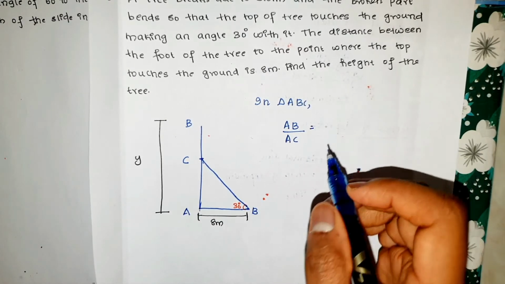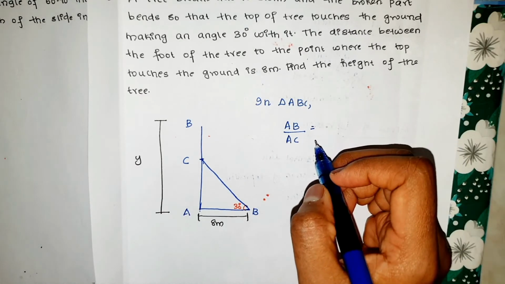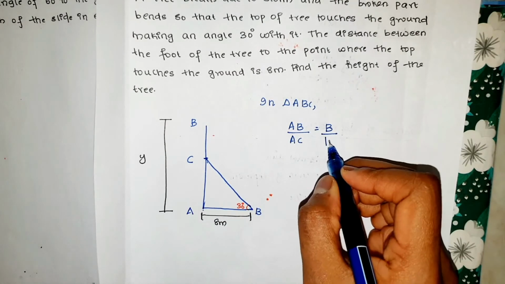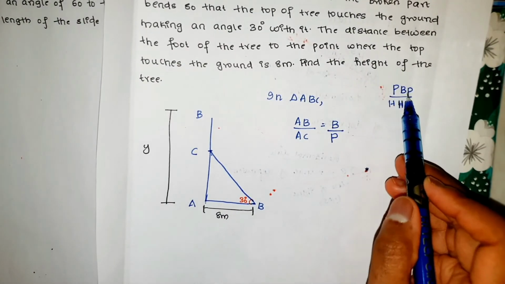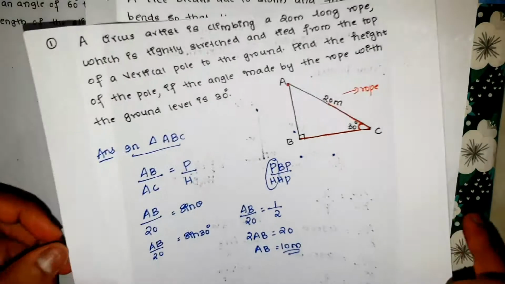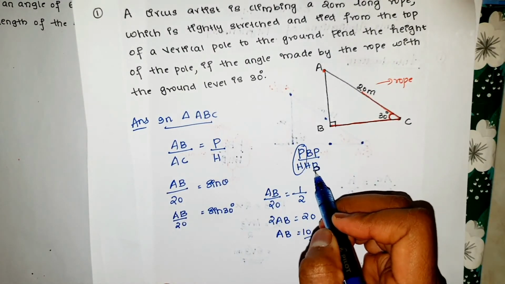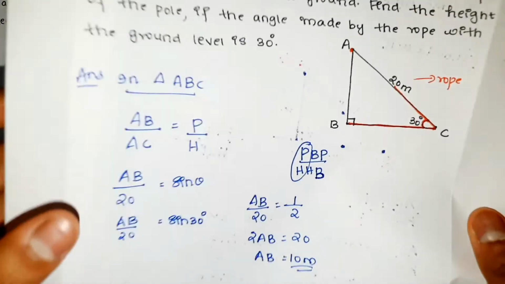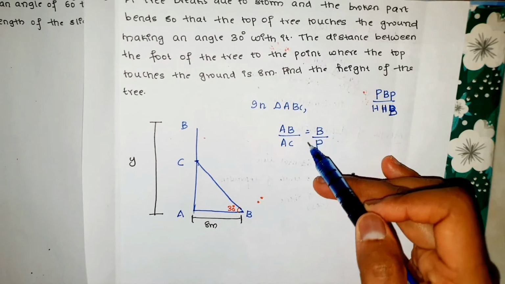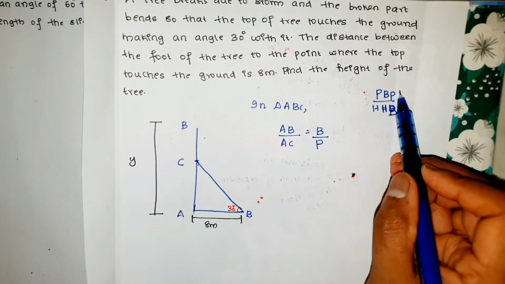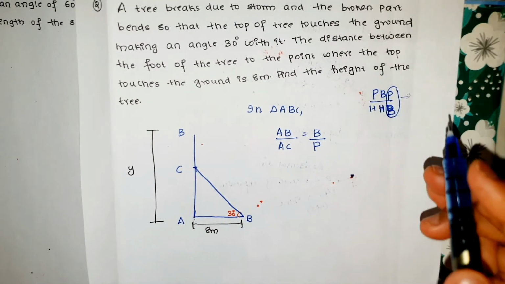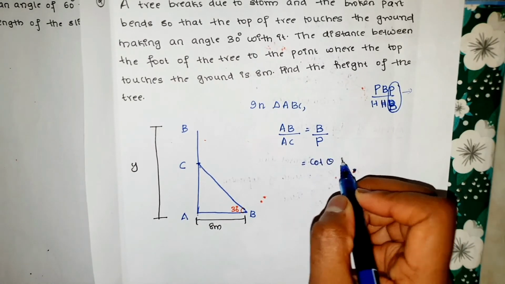That is equal to, what is AB? AB is the base. So base by, what is AC? AC is the perpendicular. So we know P by B... I think in the previous question I wrote it wrongly. So students, it is P by B. Sorry for the mistake. Okay, so here it is P by B, and it is opposite by adjacent, so this is tan theta. If it is B by P, what do we have to take? We have to take cot theta.